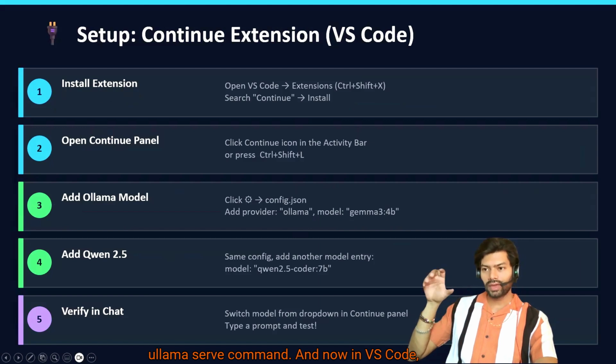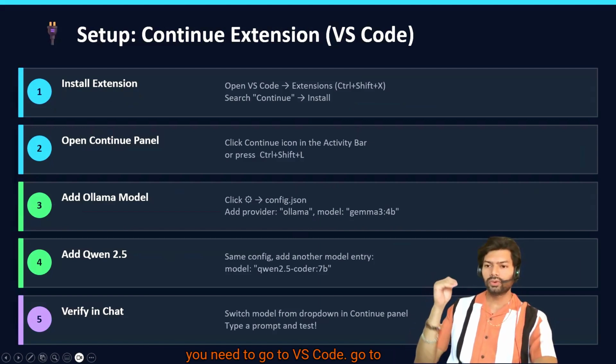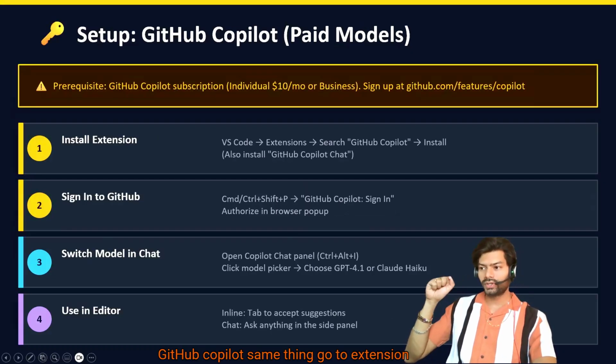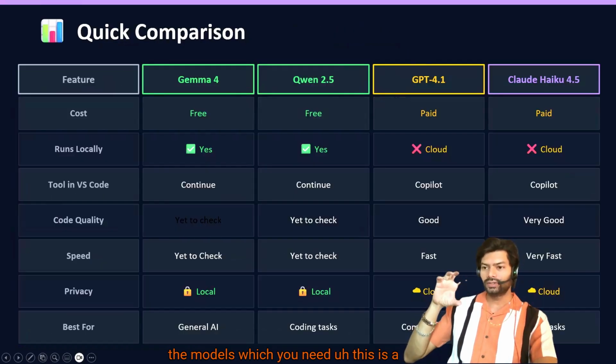And now in VS Code, if you want the Continue extension, you need to go to VS Code, go to Extensions, search for Continue, install it, and then configure it with Ollama. And now GitHub Copilot, same thing. Go to Extensions, search for GitHub Copilot, install it, sign in, and finally you will see all the models you need.